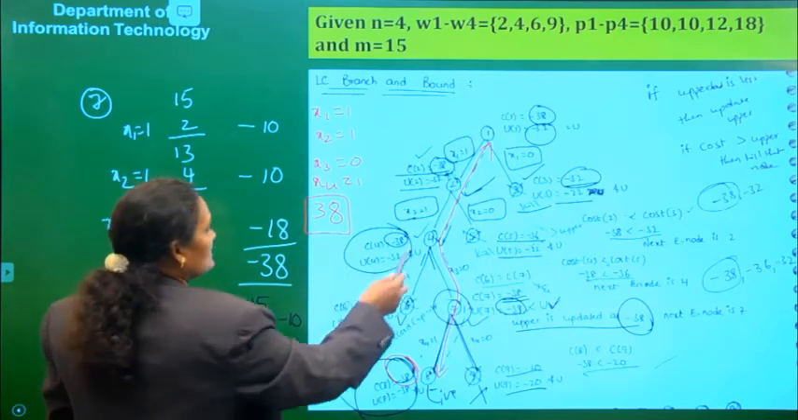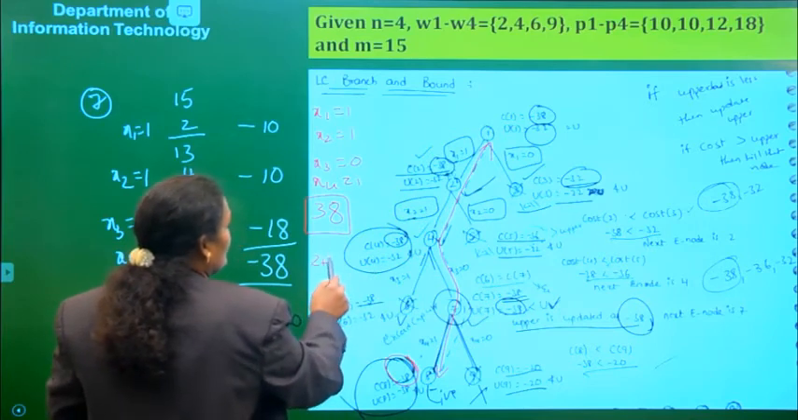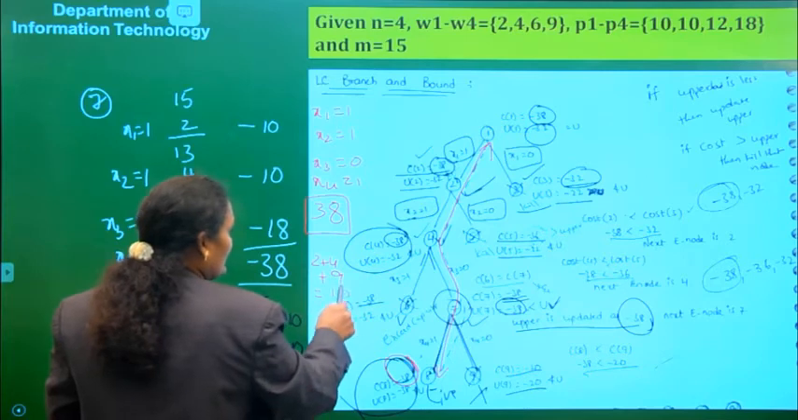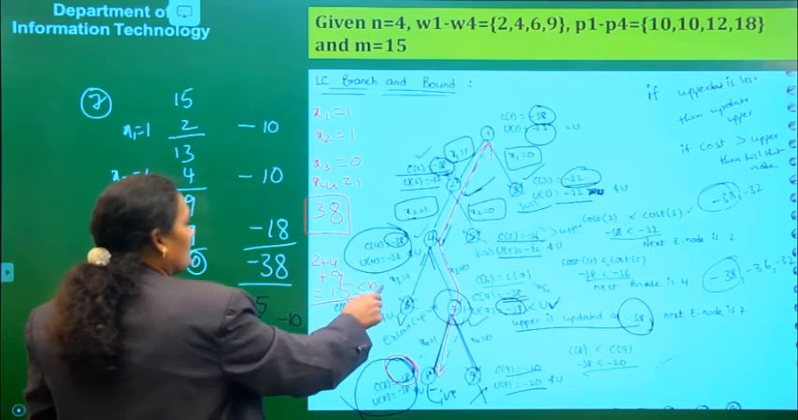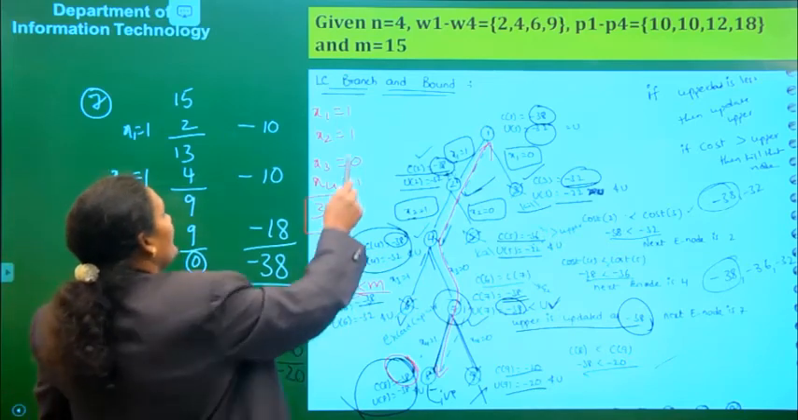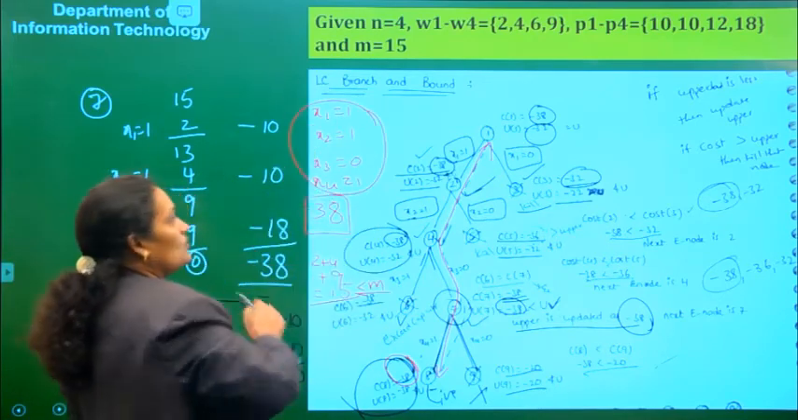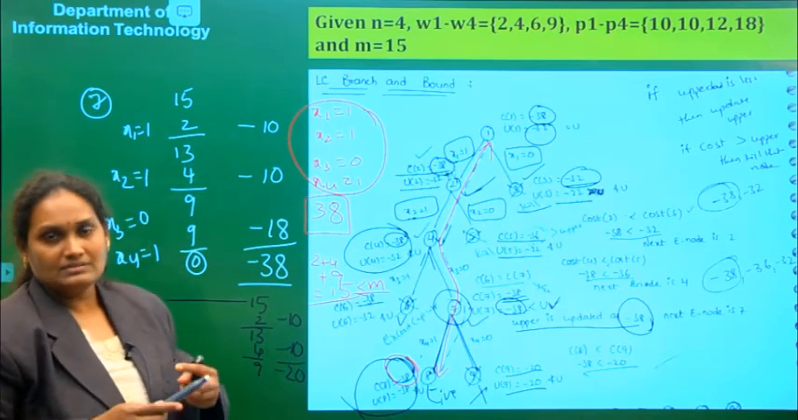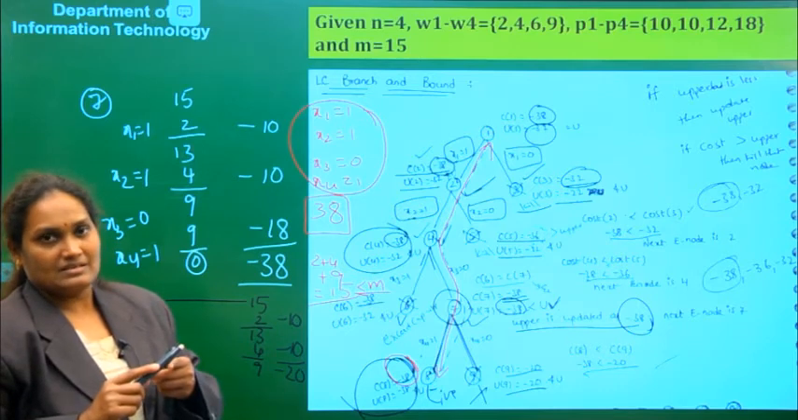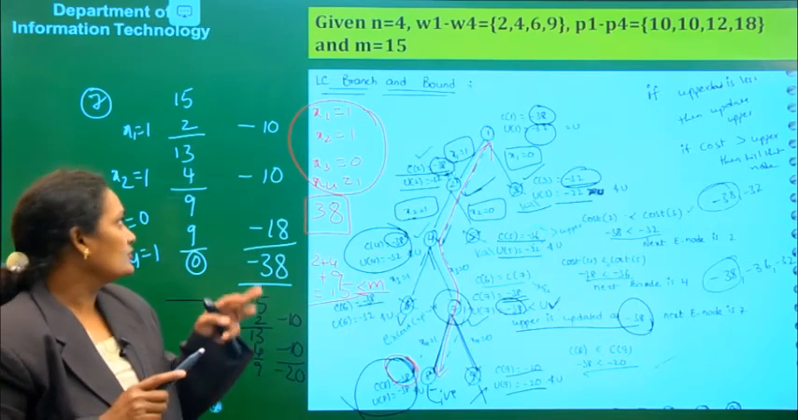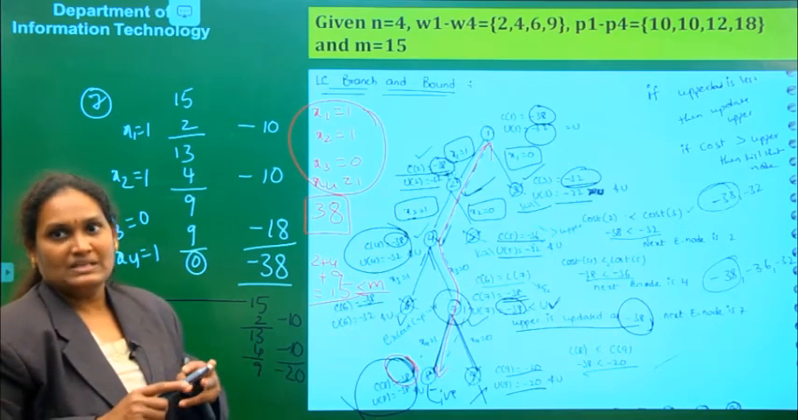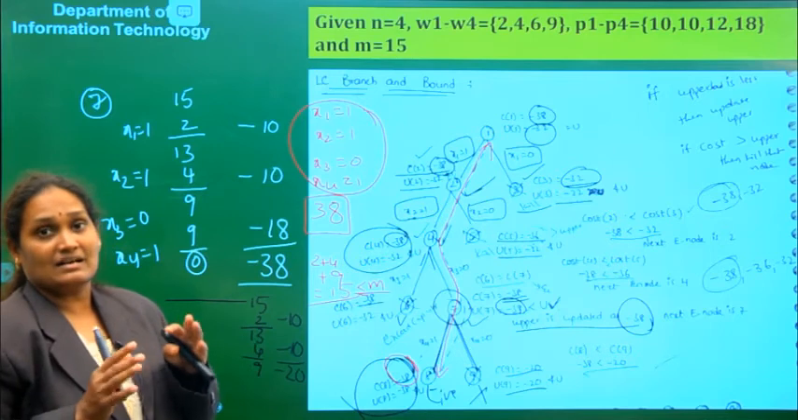And what is the capacity we occupied? 2 plus 4 plus 9, that is 15, which is less than or equal to the capacity of the knapsack. So we solved the problem and we got the solution as 1101. That is, first object completely placed, second object completely placed, third object not placed and fourth object completely placed to earn the maximum profit. This gives the LC method, least cost method.